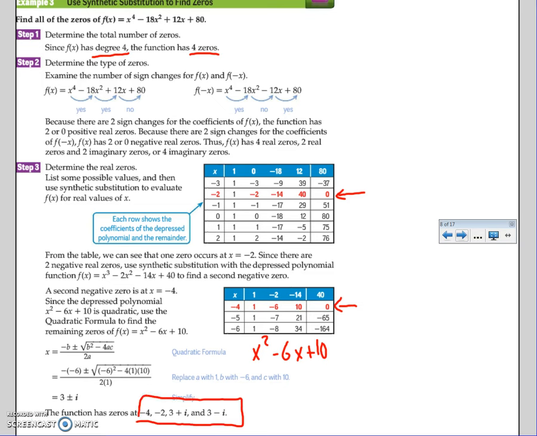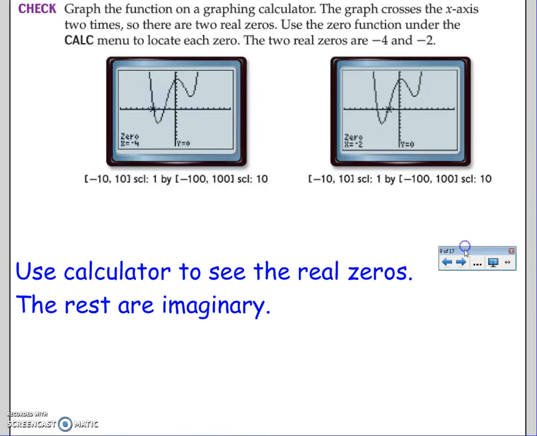It's best if you just check with the graph, but you can see here there are 2 negative roots. One right there, and one right there. So I would just use a calculator to see the real zeros, count them, and then whatever you don't see is imaginary.